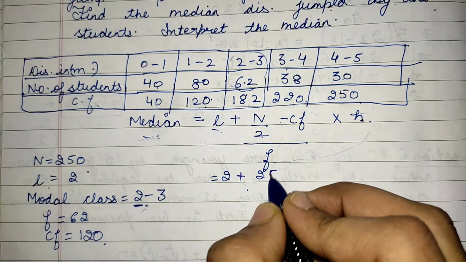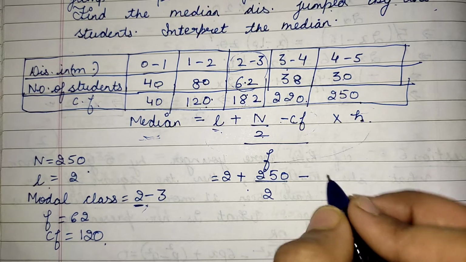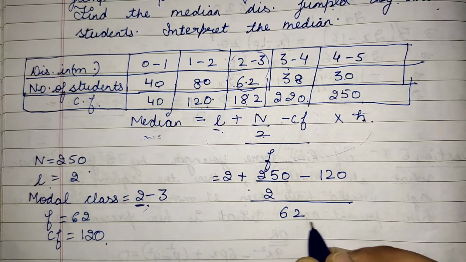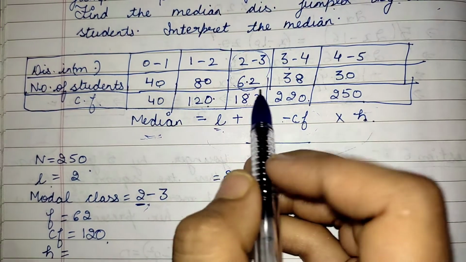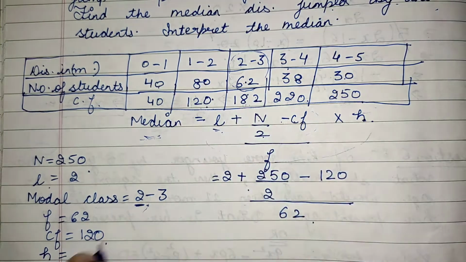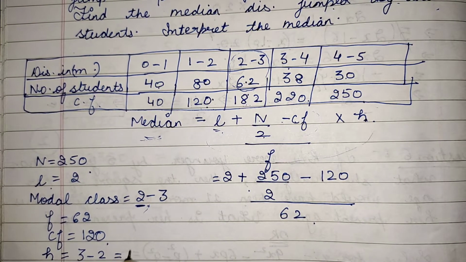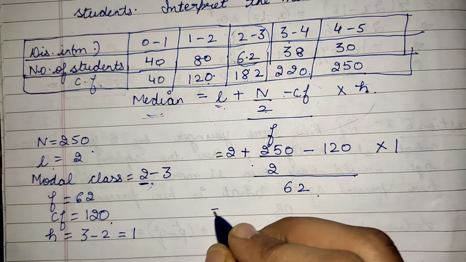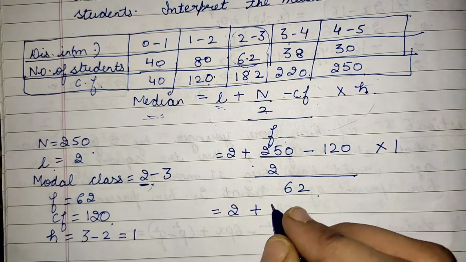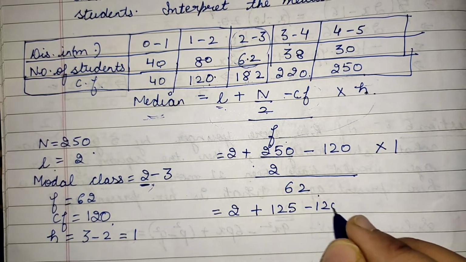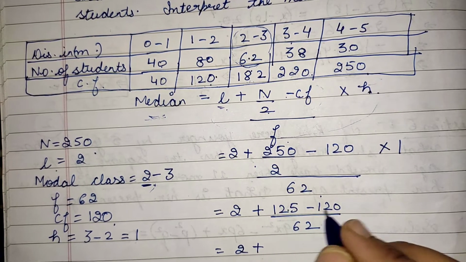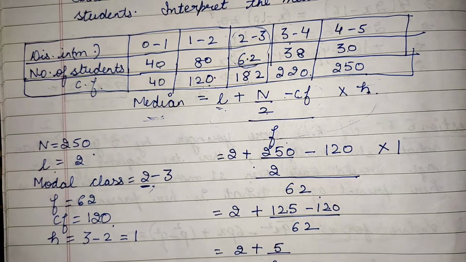N is my 250. 250 by 2 minus the cumulative frequency 120, divided by small f, which is my 62, and h is what? h is the height, or the gap between the given class intervals, which is 3 minus 2 is equal to 1. So put the values and you will get 1. Okay, so 250 by 2 is my 125. 125 minus 120 will be 5. It will be 5 by 62.